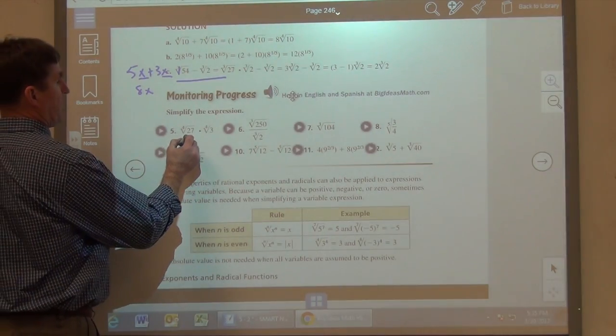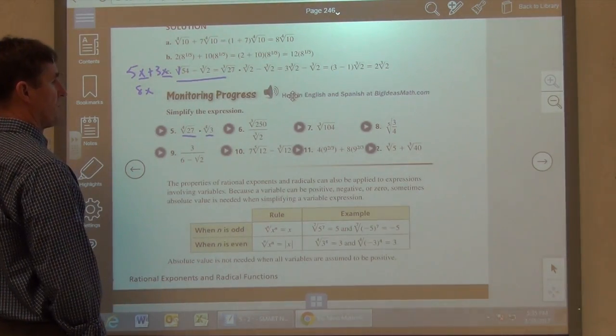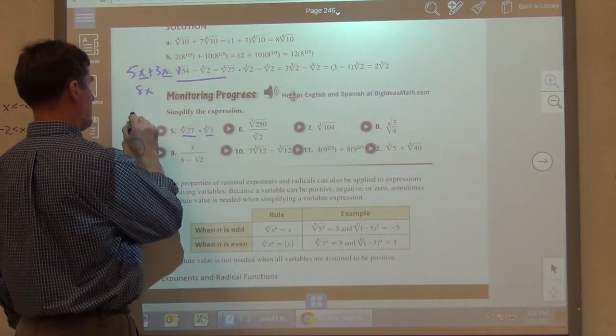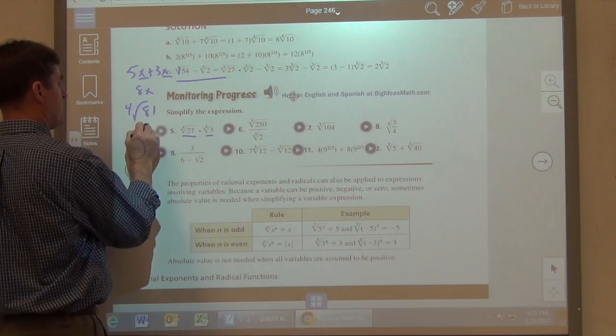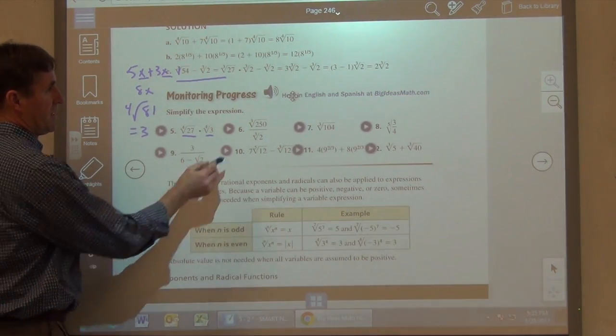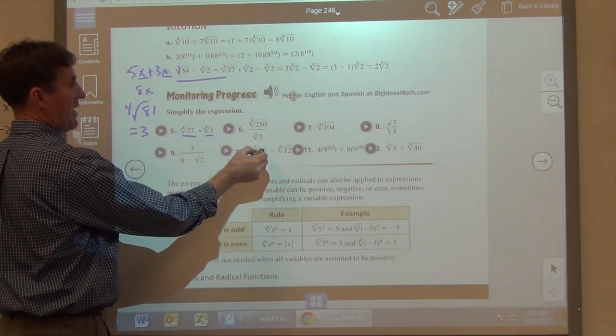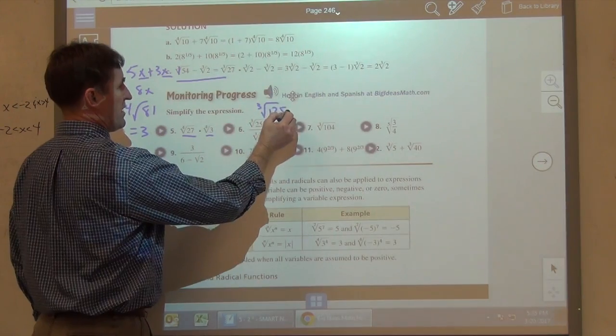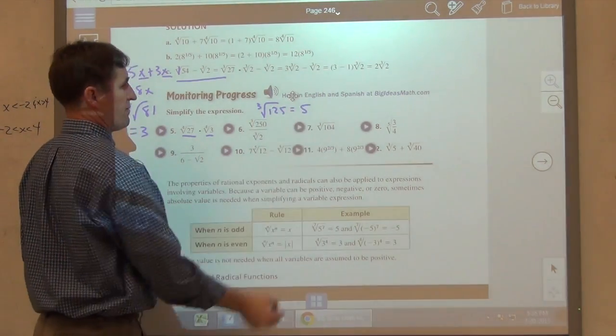So these are both the fourth roots. So we can multiply them together. 27 times 3 is 81. So we get the fourth root of 81, which is 3. These are both cube roots. So I can divide. 250 divided by 2 would be the cube root of 125. And the cube root of 125 is 5.